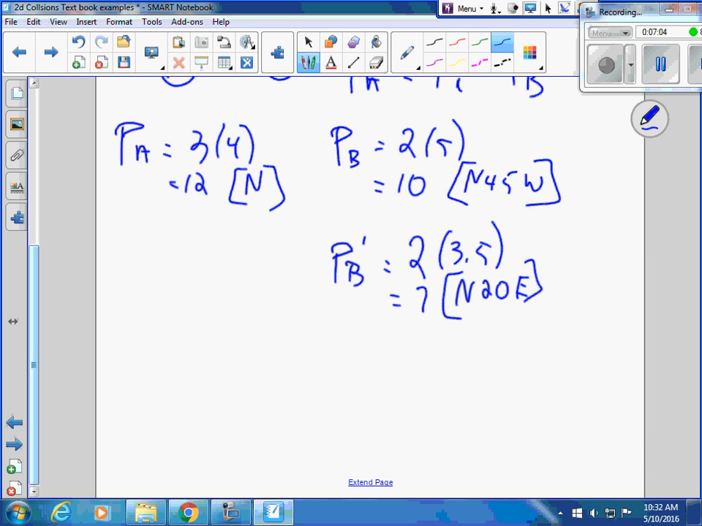Okay, so all I did there was what? Write down the actual momentums. Figure out the actual momentums. Okay.